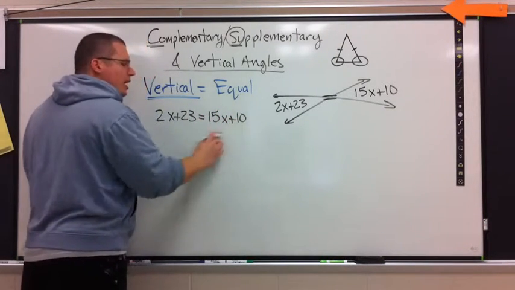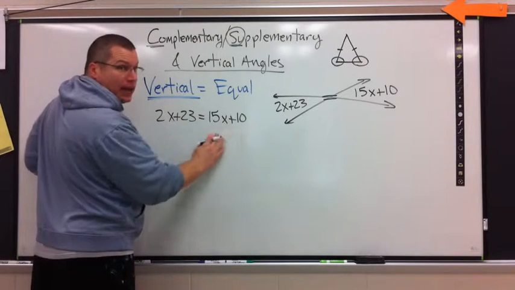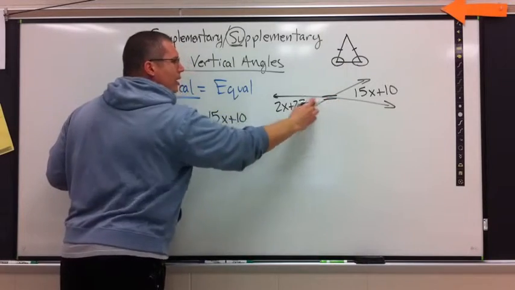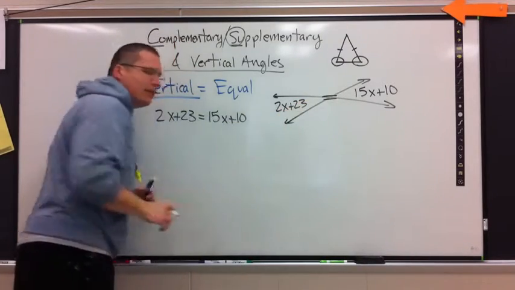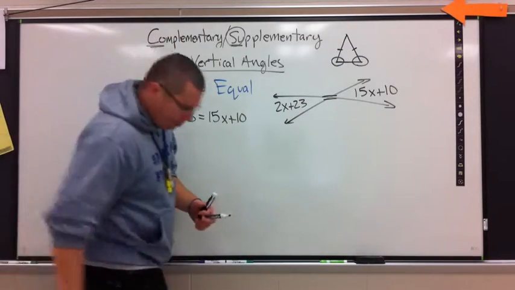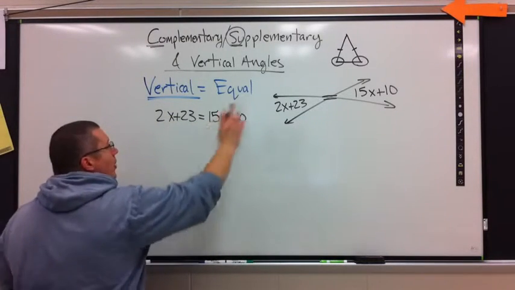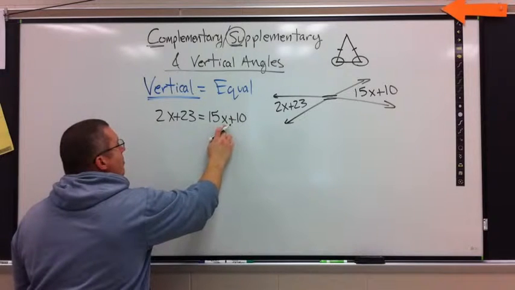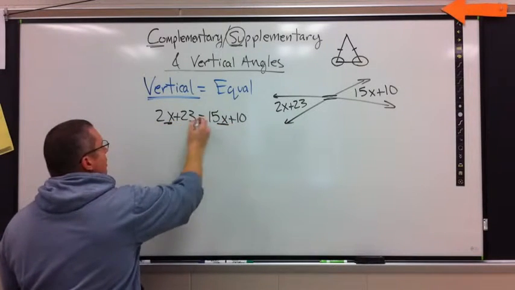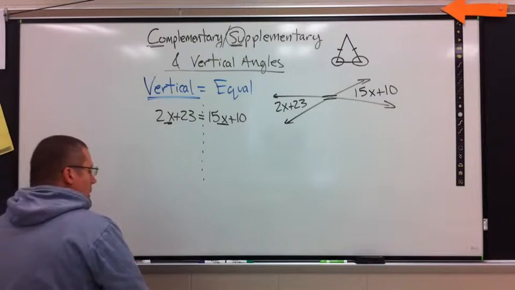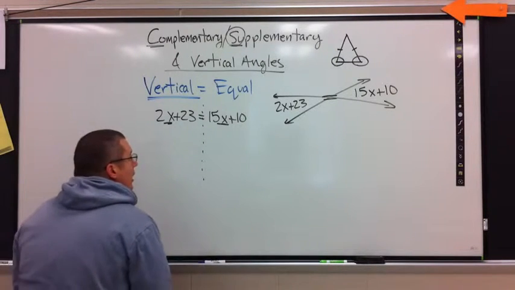How come there's no 90? What about 180? The reason is because these are not complementary or supplementary. Vertical simply means they're back to back and they're equal. So what do I do? If you remember back with the triangles, I have variables on both sides of my equal sign. So what I need to do is get rid of them, at least on one side.